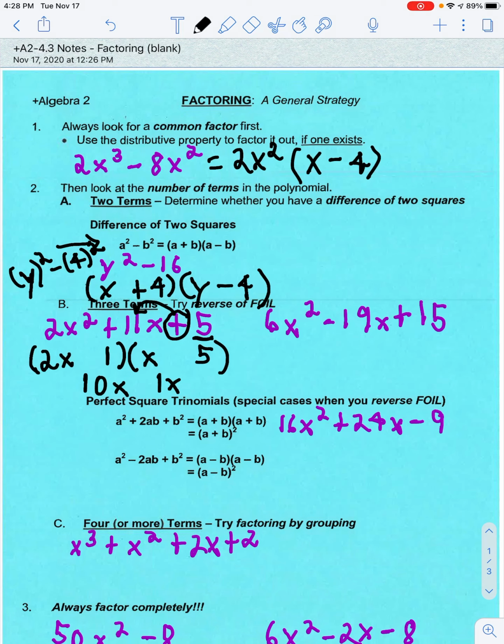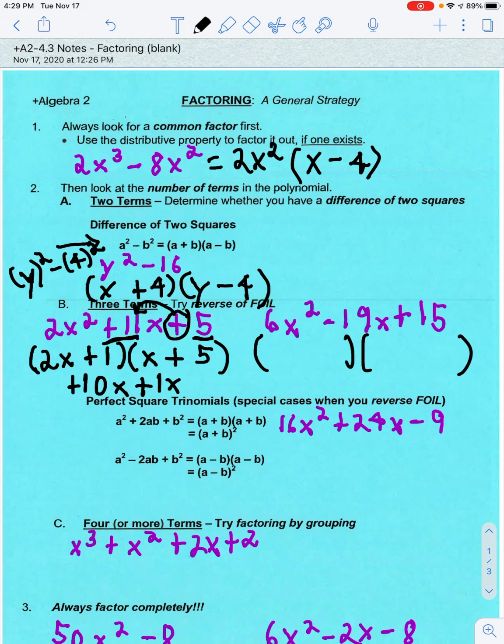The signs have to be the same. And since the middle term is plus 11x, I want these both to be plus. And so now I'm going to have 2x squared plus 10x plus 1x, which is plus 11x plus 5. Let's try this next one.